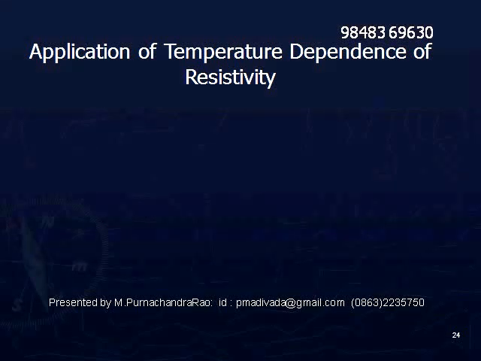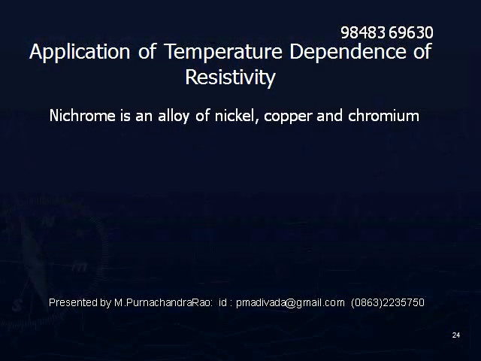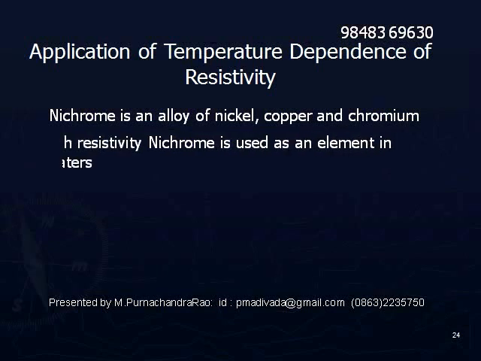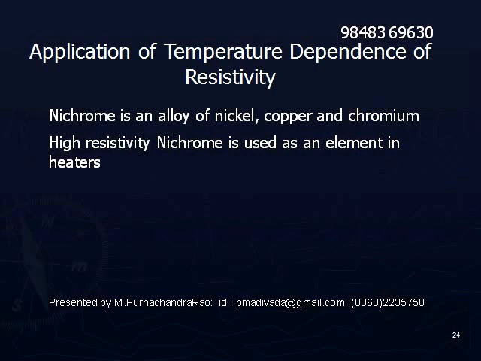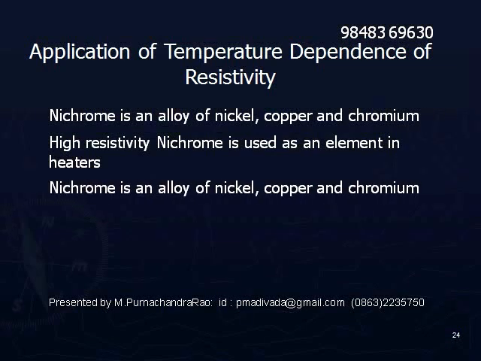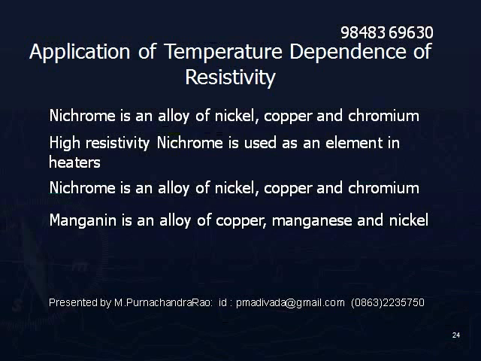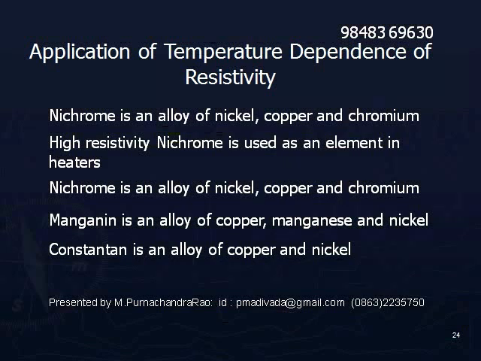Application of temperature dependence of resistivity. Nichrome is an alloy of nickel, copper and chromium. It has high resistivity, so it is widely used in heaters as an element. There are another two alloys, manganese and constantan.